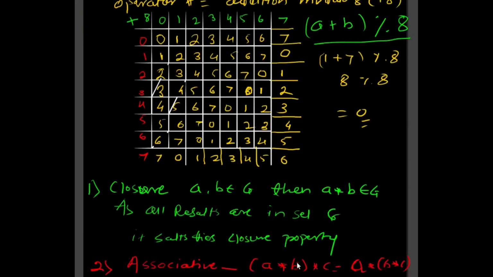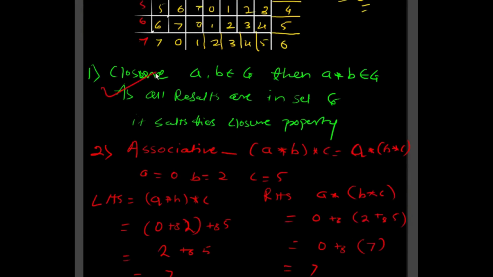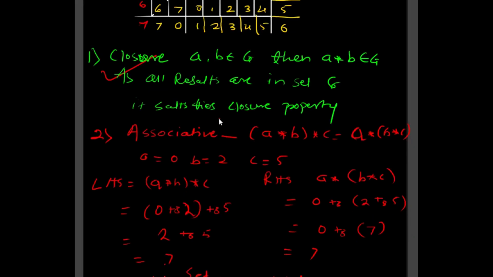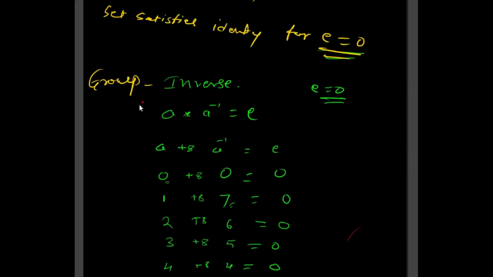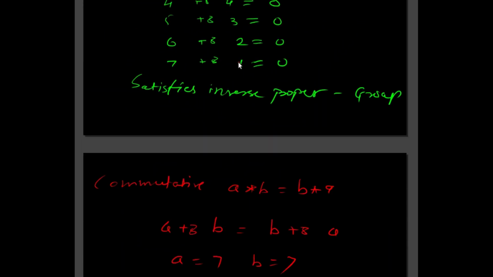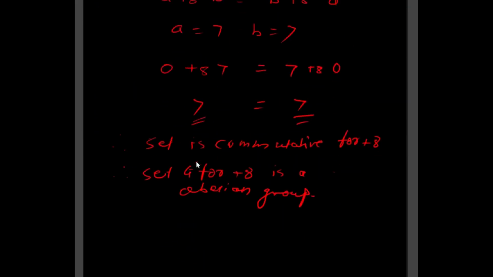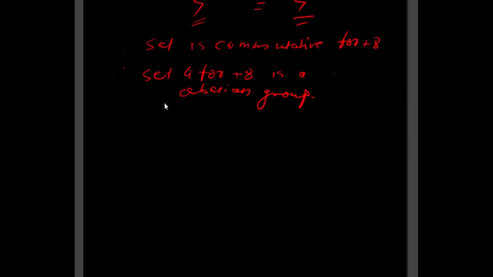We asked the question whether it is an abelian group or not. So we first tested the closure property, then we tested the associative property, and it is satisfying both. Then we tested the identity property, and it is satisfying that also. Then it is satisfying the inverse property. And finally, it is satisfying the commutative property. So as it is satisfying all the properties, it is called an abelian group.